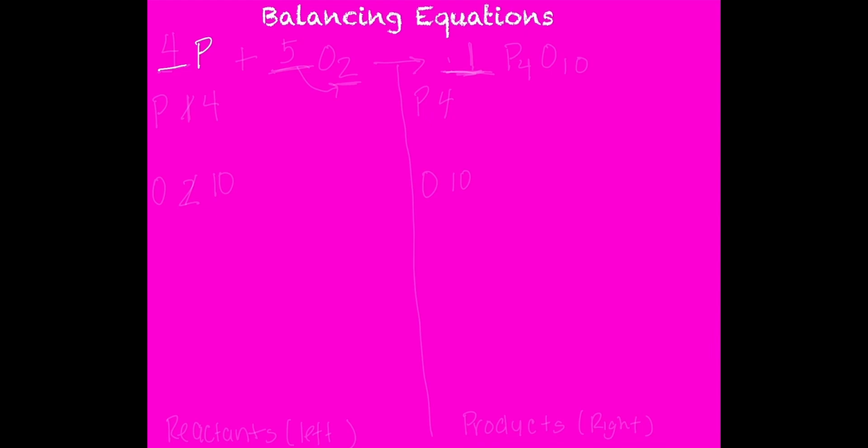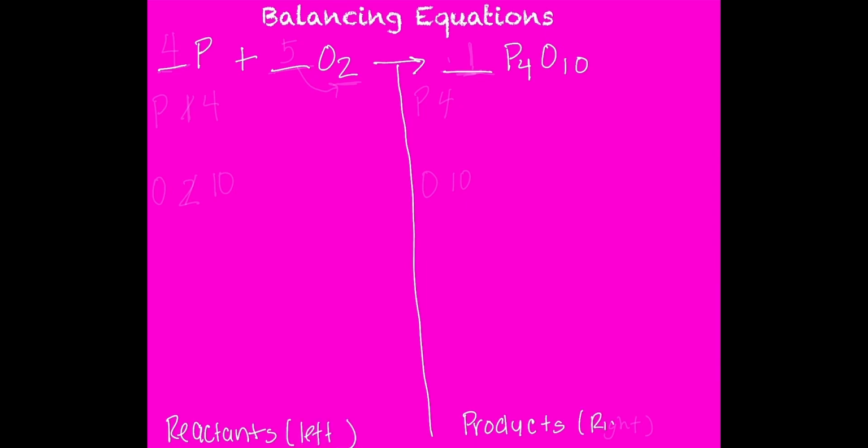So we're going to start off with the example P plus O2 yields P4O10. The first thing that you're going to do is draw a line at your arrow sign, your yield sign. That way you're separating your reactants from your products. Down here, I'm going to put at the bottom that the left side is your reactants and the right side is your products. This is a quick note for those that need a quick refresher, but this is information you should know.